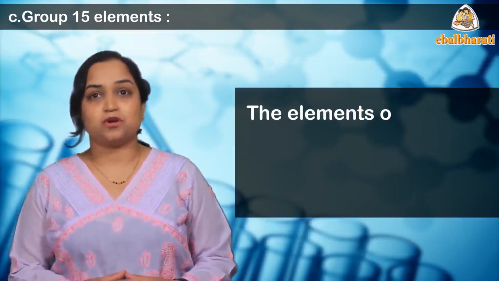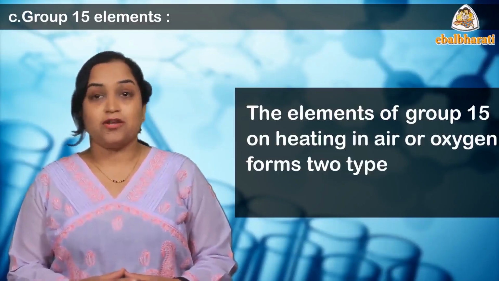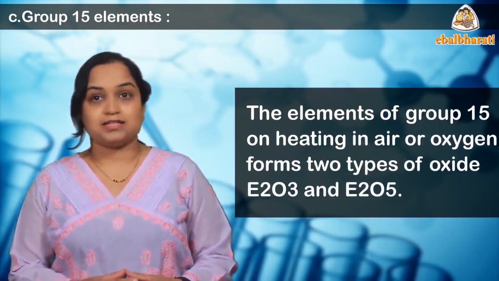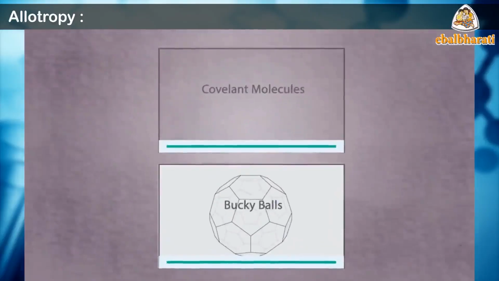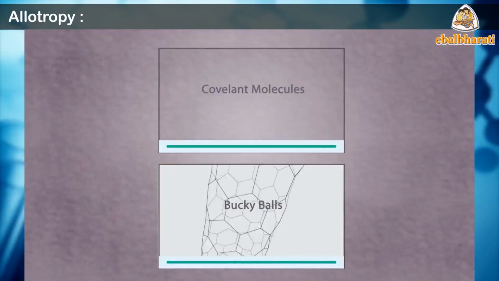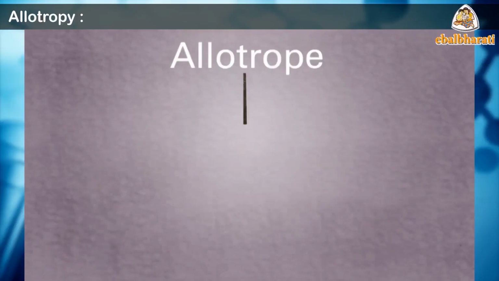Third, group 15 elements. The elements of group 15 on heating in air or oxygen form two types of oxides, E2O3 and E2O5. Allotropy. When a solid element exists in different crystalline forms with different physical properties such as color, density, melting point, etc., the phenomenon is called allotropy.